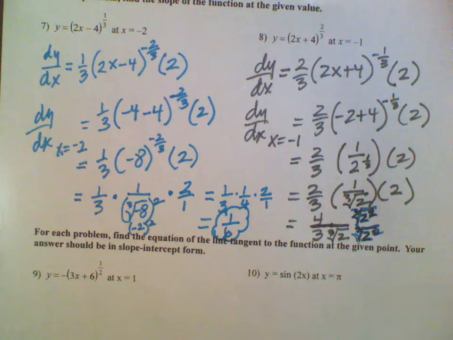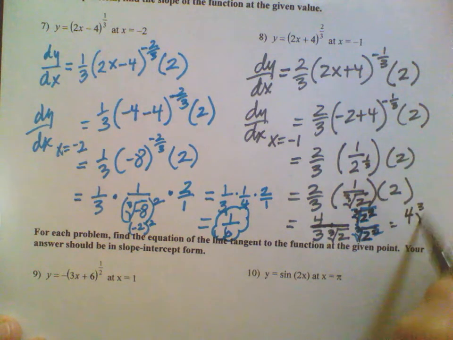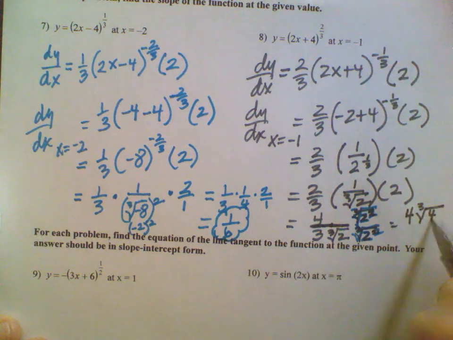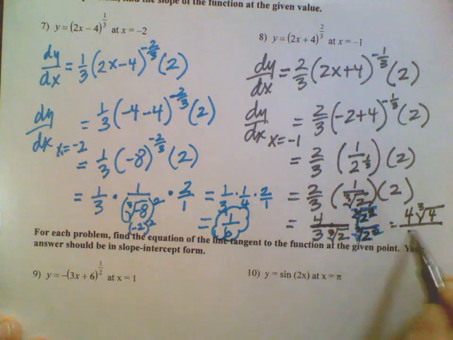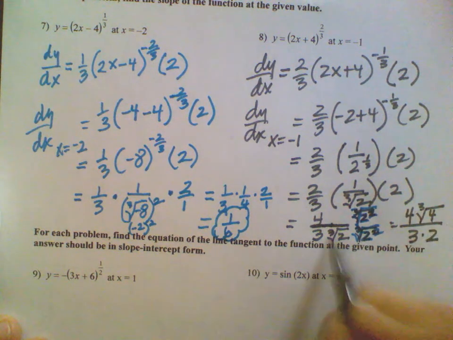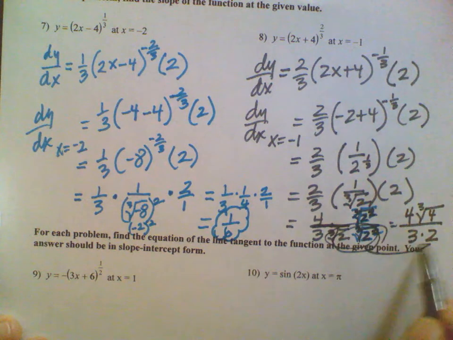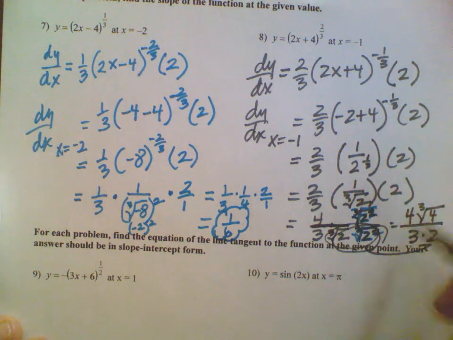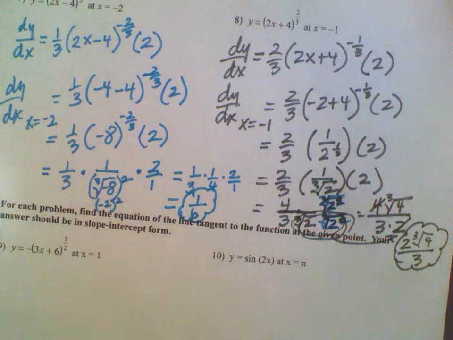So when I am done, I have 4 times the cube root of 2 squared, which is 4, over 3 times 2, because that's what this is going to end up being. Then I can cancel the 2 on the top and the bottom, and my final answer is 2 times the cube root of 4 all over 3. Again, 2 times the cube root of 4 over 3.